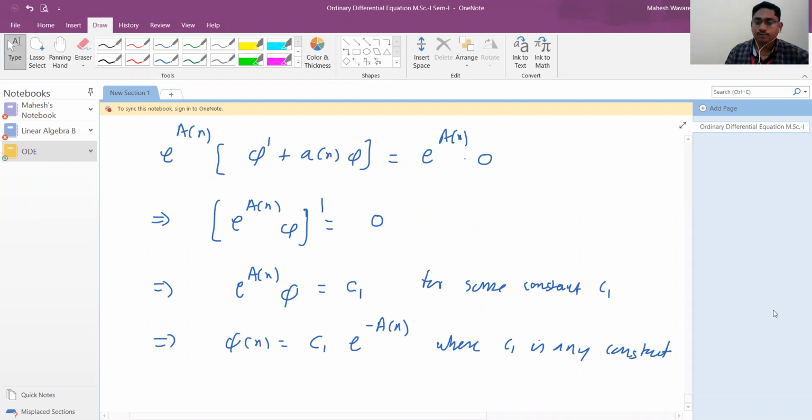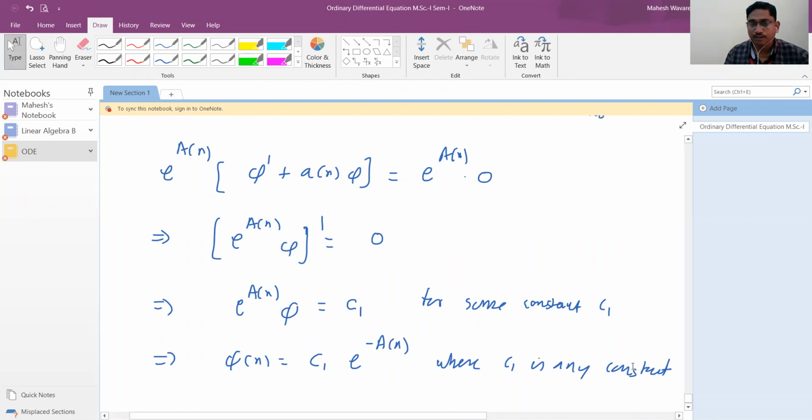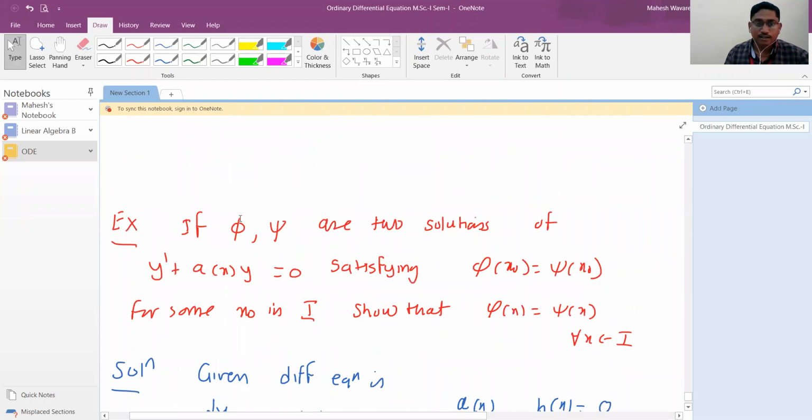Now similarly, we have to assume that psi is a solution of that. It is given that. Read that example. Phi and psi are two solutions.